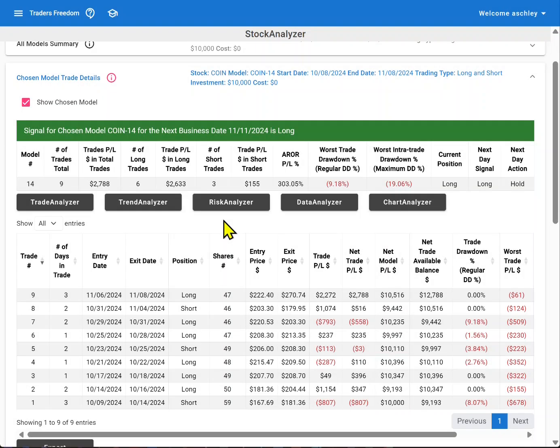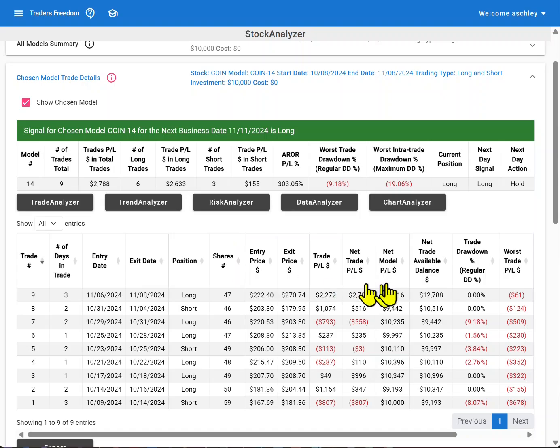Okay, next up, we've analyzed our stock. We picked the model that we really like. We've looked at the trade analyzer to analyze these 9 trades. We looked at the trend analyzer to analyze how the stock's performing as far as whether it's still got a lot of room to run. Next thing we can look at is the risk analyzer.